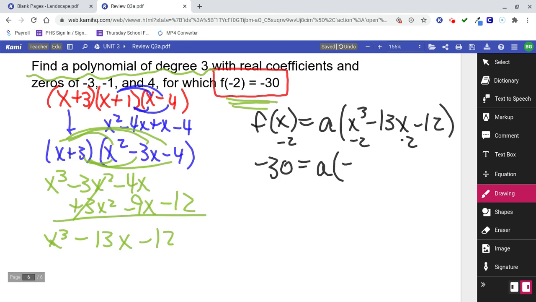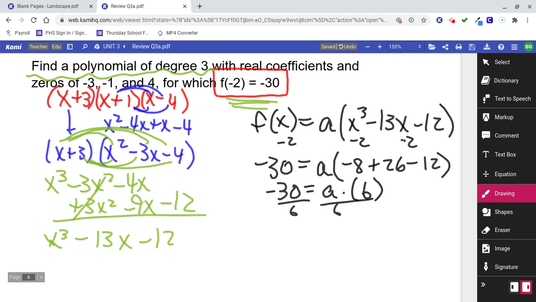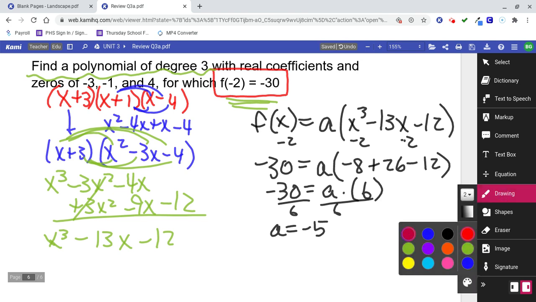Negative 2 to the third power is negative 8. And negative 13 times negative 2 is plus 26. And minus 12, that's what, 6? That's positive 6 there. Negative 30 equals a times 6. So divide, and you're going to get a equals negative 5. That's your coefficient.